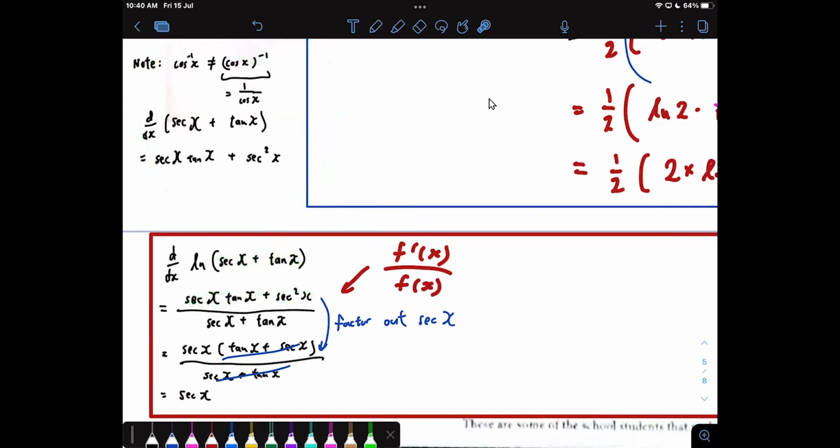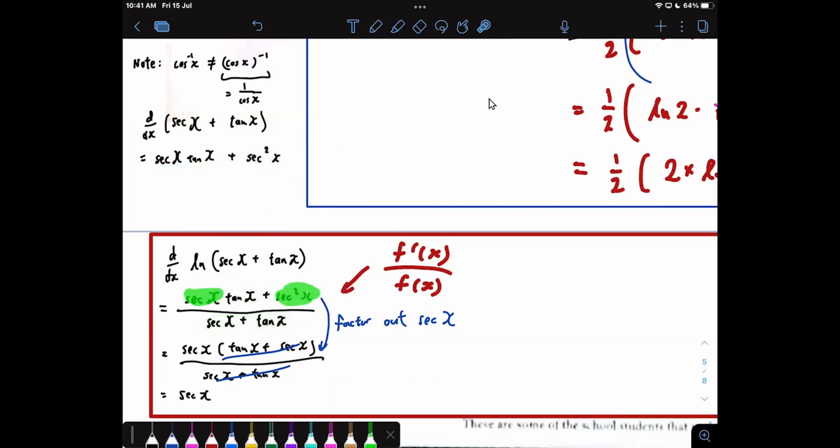Okay, so let me explain this. Differentiating secant x, you get secant x tangent x. That's actually also from the MF26 because I was lazy. Then differentiating tangent x, you get secant square x. Okay, you got this already. Good. Then you can just substitute in the f prime x numerator, divide by the denominator secant x plus tangent x. What you realize is that secant x appears 2 times.